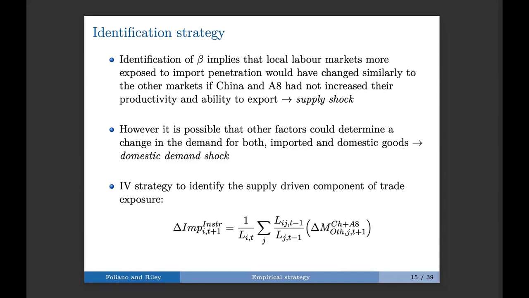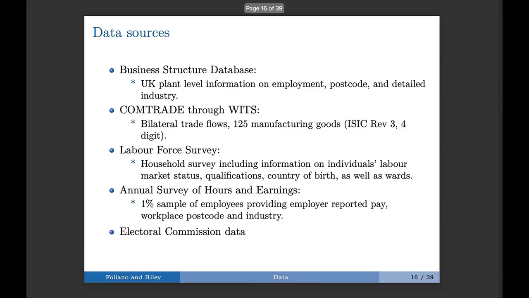So we take this into account with an instrumental variable estimation, where we instrument the measure I presented before with a similar measure, where the total change in imports is now given by the change in imports from other European countries. In particular, we focus on the EU15 minus the UK. And the share of employment by industry for each local labor market is measured not in 2000 but in 1995.